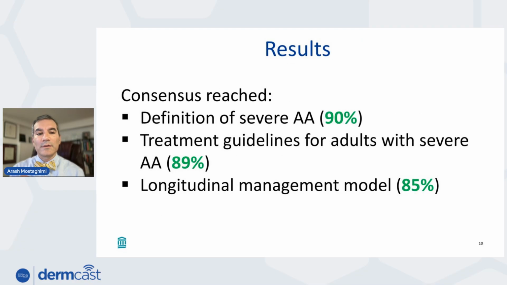So for the results, we received consensus on the definition of severe alopecia areata. I'll present those in a moment, 90%. Treatment guidelines for adults with severe alopecia areata, 89%. And then a longitudinal management model. So what do you do after you've started? How do you keep on treating? So we'll go through all three of these right now. Next slide.